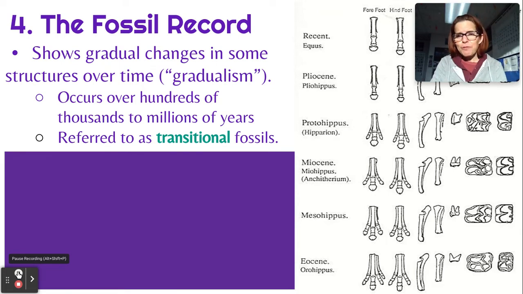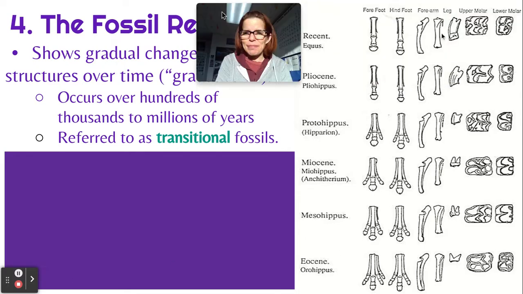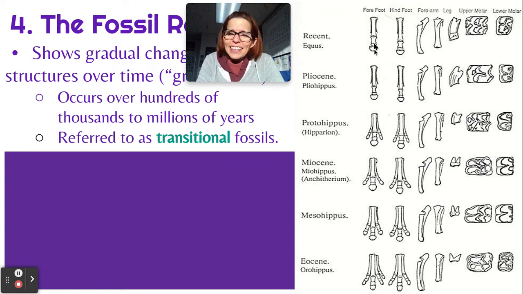All right, so transitional fossils. What you're looking at is the formation of the horse foot. So this is super interesting. You can see this is the ancestor of the horse, and you can see gradual mutations and changes in the foot. It starts out with 4 toes, then there's a mutation.